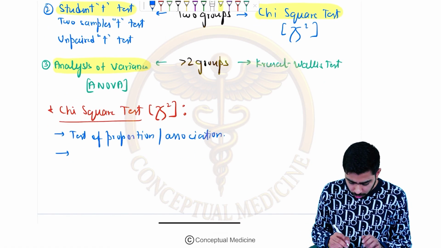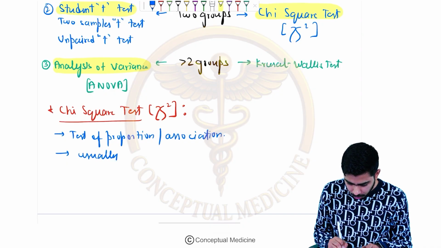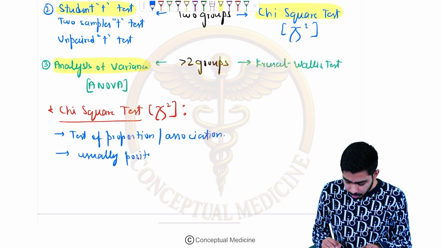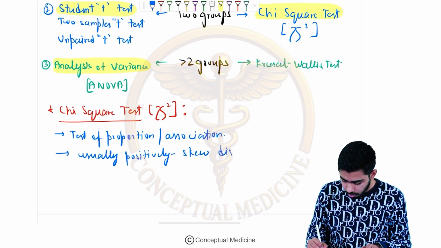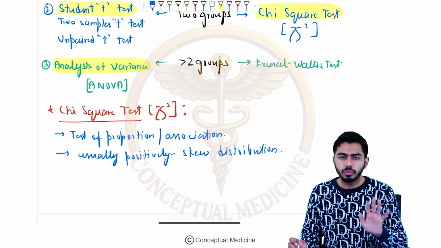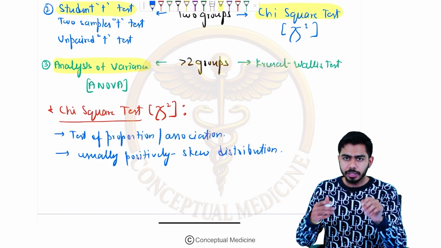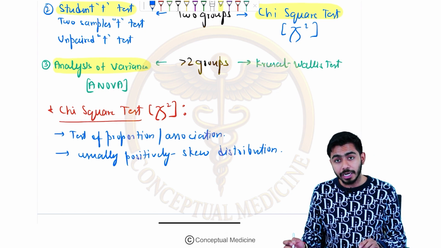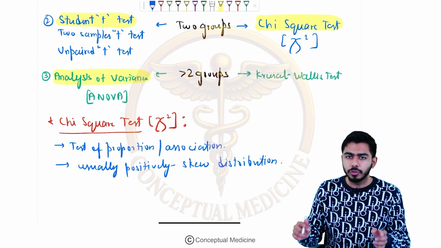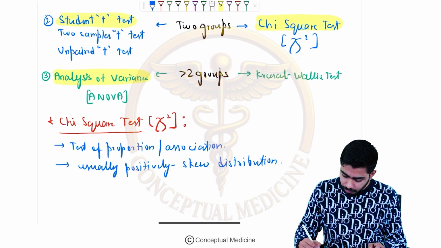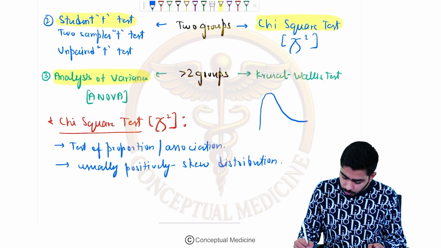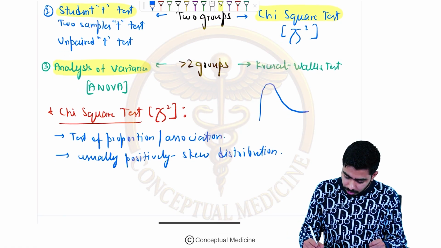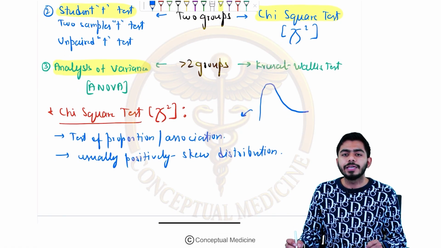Chi-square test is also usually talking about the positively skewed distributions. Positively skewed distribution means, I showed you the normal distribution curve, right? It is having the bell-shaped Gaussian distribution, symmetrically arranged. What is the negative and the positive skew? I told you positive skew or negative skew, right? Negative skew is like this. This is the positive skew, and this is seen for what? This is seen for the chi-square test, right?